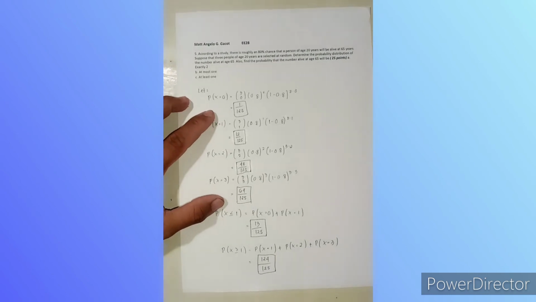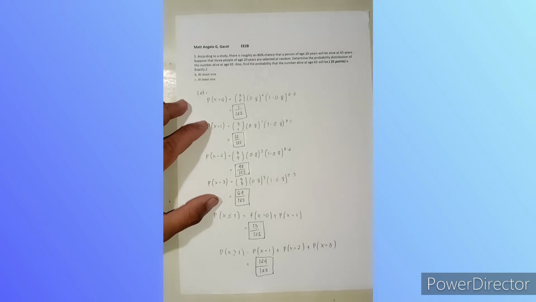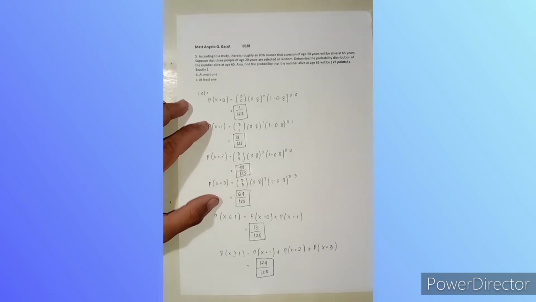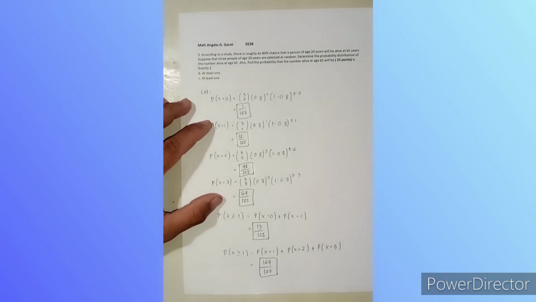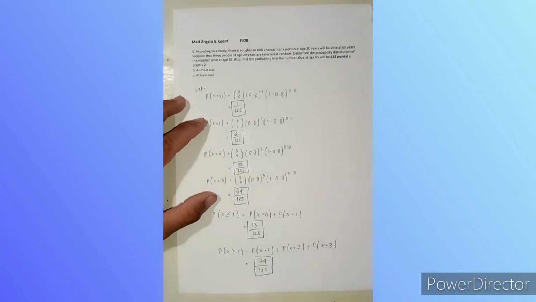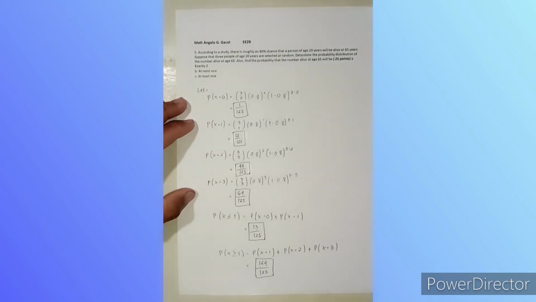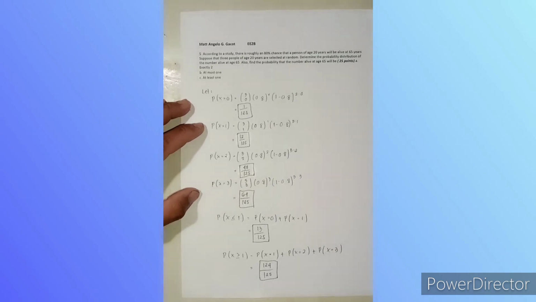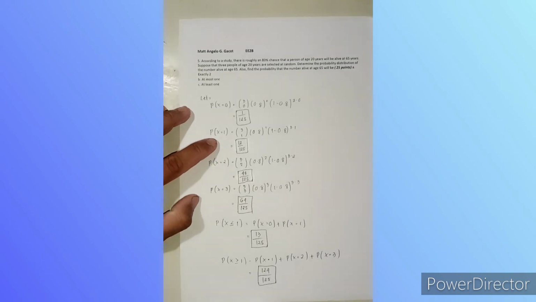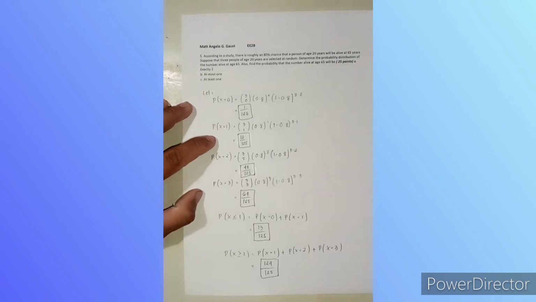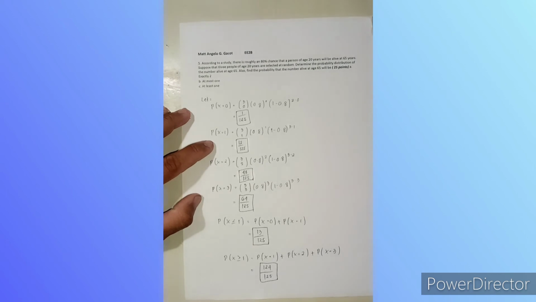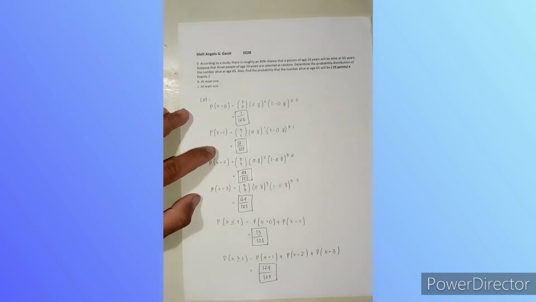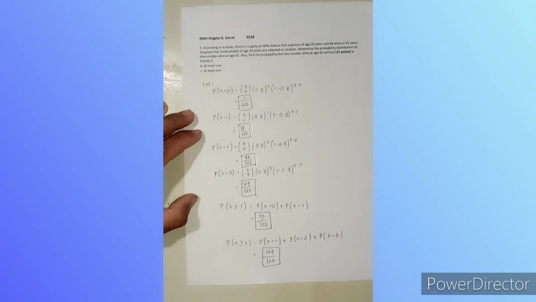So for this problem, let P of X equals 0 equals C(3,0) times 0.8 raised to 0 times the quantity 1 minus 0.8 raised to 3 minus 0. We got the answer of 1 over 125. For P of X equals 1, C(3,1) times 0.8 raised to 1 times the quantity 1 minus 0.8 raised to 3 minus 1. We got the answer of 12 over 125.